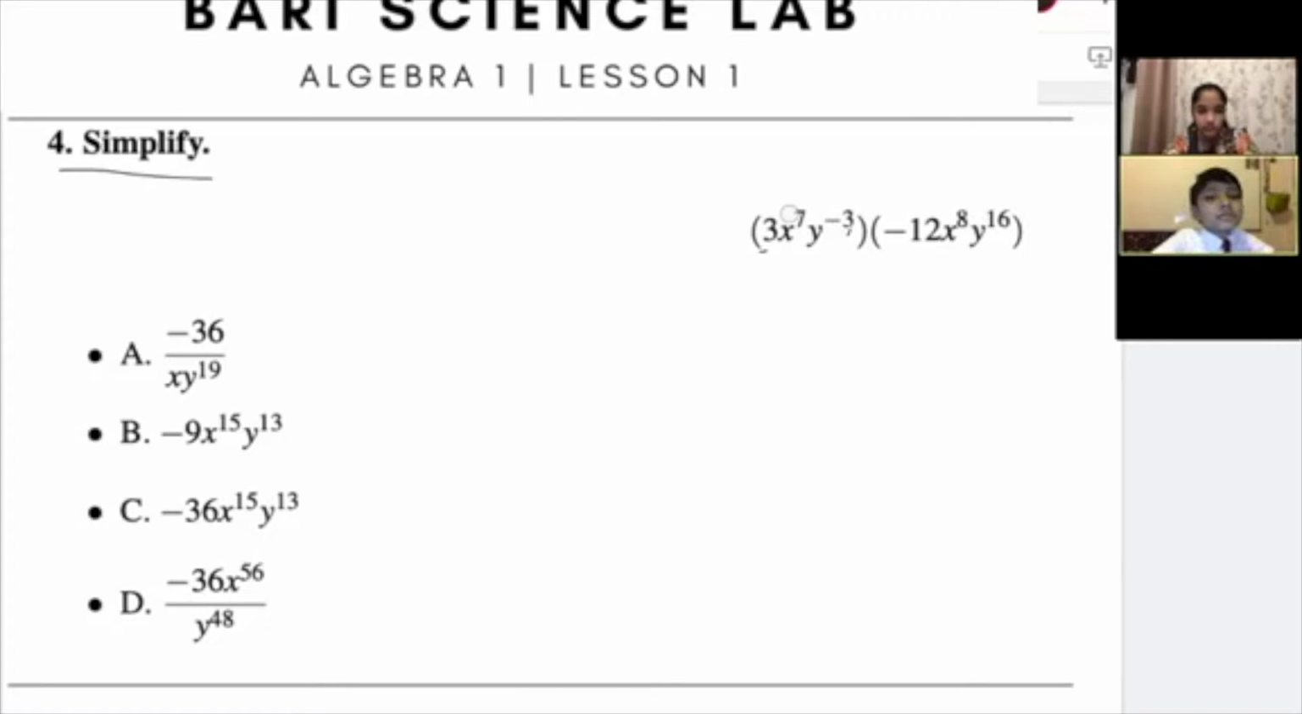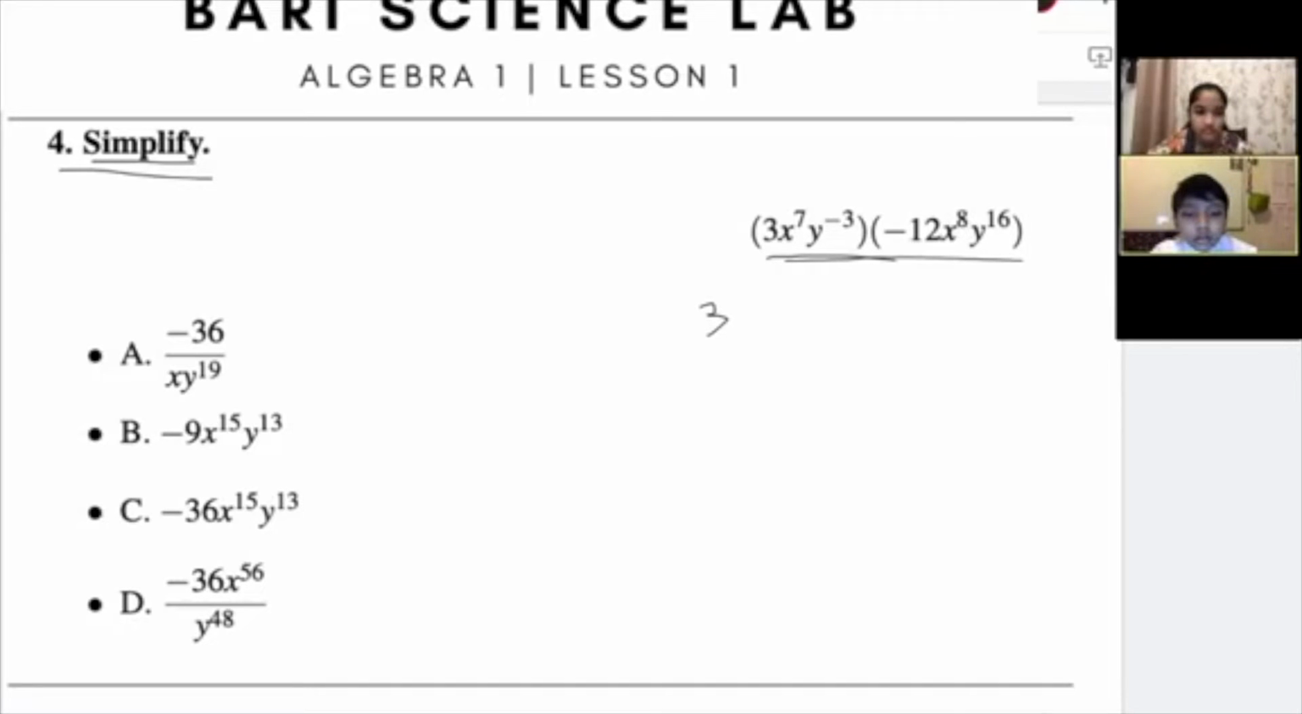Now, let's start by simplifying this. So, now, Riyab, can you tell me, do you know what the distributive property is? Yes. Okay, so now tell me what 3x, just read the problem for me first.